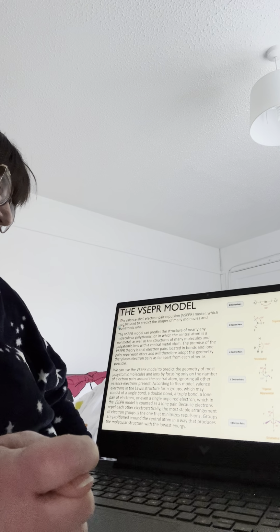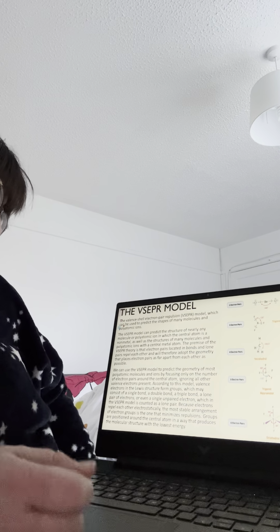The premise of the VSEPR theory is that the electron pairs located in bonds and lone pairs repel each other and will therefore adopt the geometry that places electron pairs as far apart from each other as is possible. We can use the VSEPR model to predict the geometry of most polyatomic molecules and ions by focusing only on the number of electron pairs around the central atom, ignoring all other valence electrons present.